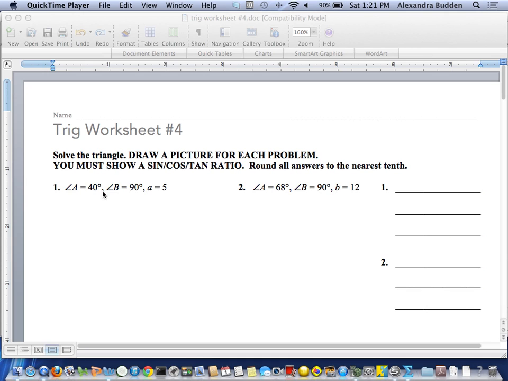So the directions say: solve the triangle, draw a picture for each problem, you must show a sine, cosine, tangent ratio, and round all answers to the nearest tenth. I actually would like you to round to the nearest hundredth, please.